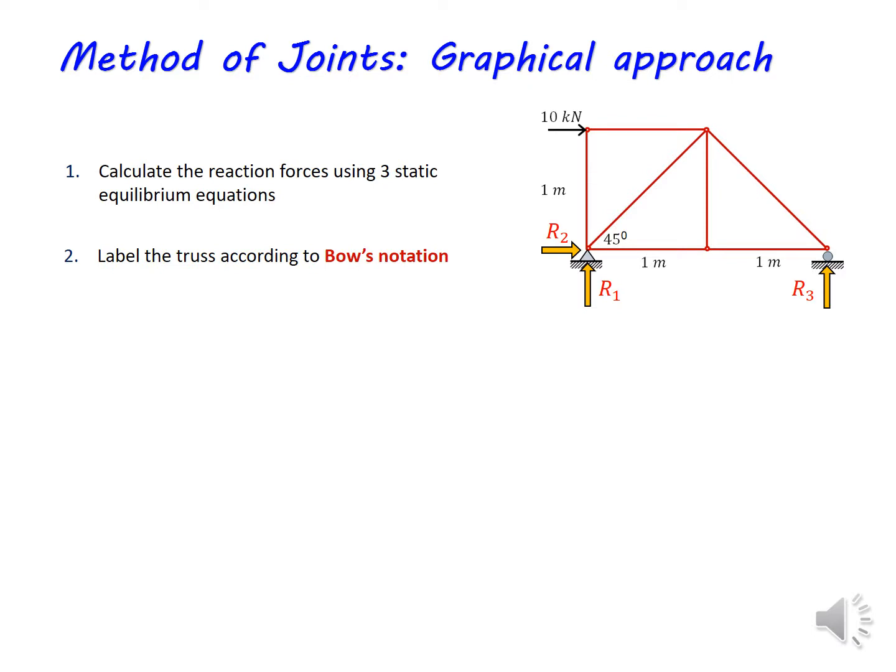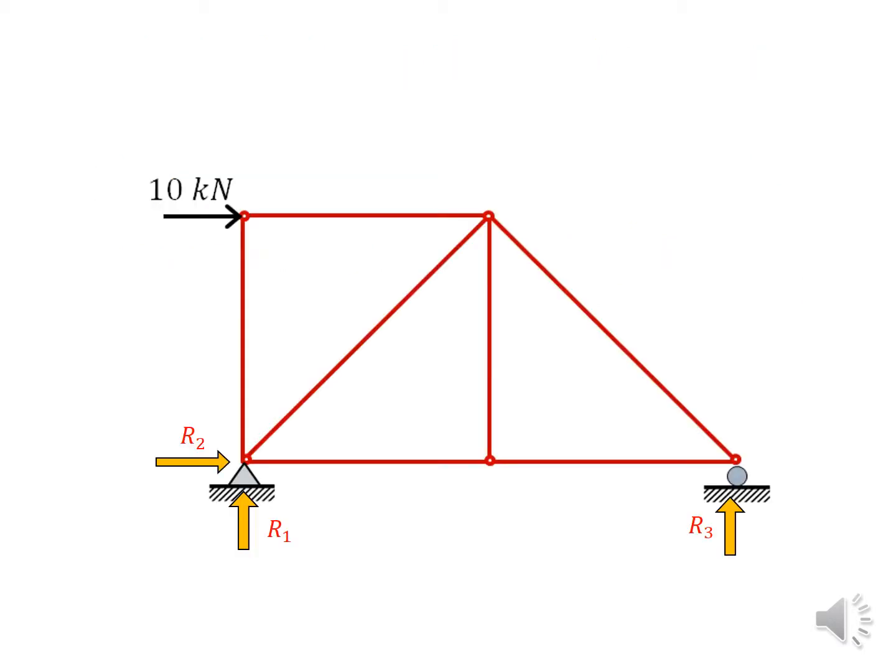Then we have to label the truss according to the Bow's notation. Before labeling, let's name all the joints of this truss. As you can see, I'll mark all five joints as 1, 2, 3, 4 and 5. Then we need to start labeling the spaces between all the forces following the Bow's notation. Now when we say all the forces, it means external forces and member forces, which are internal forces.